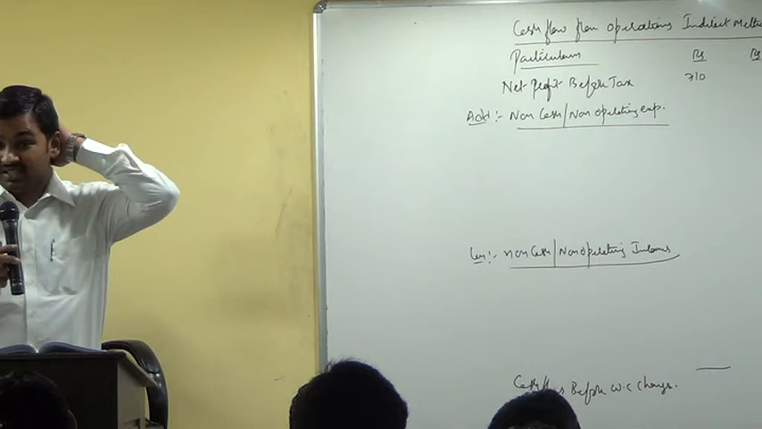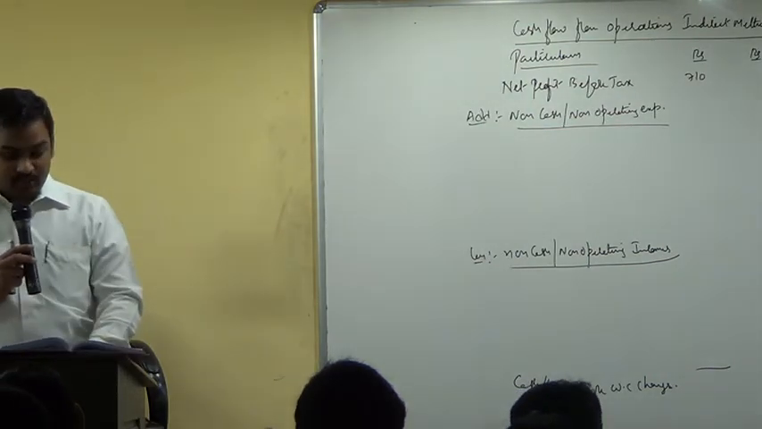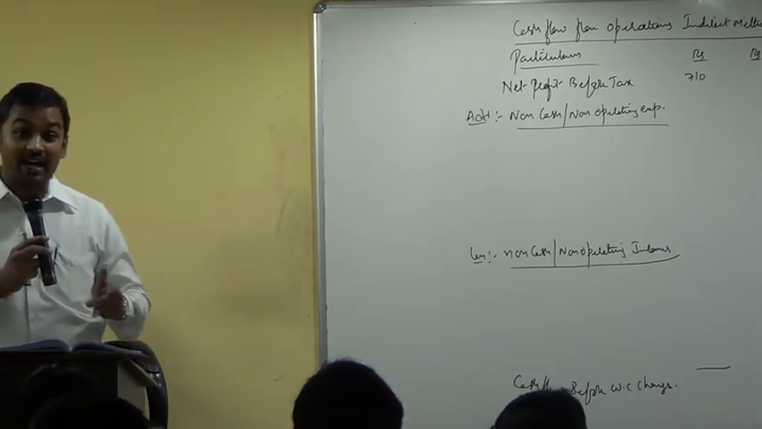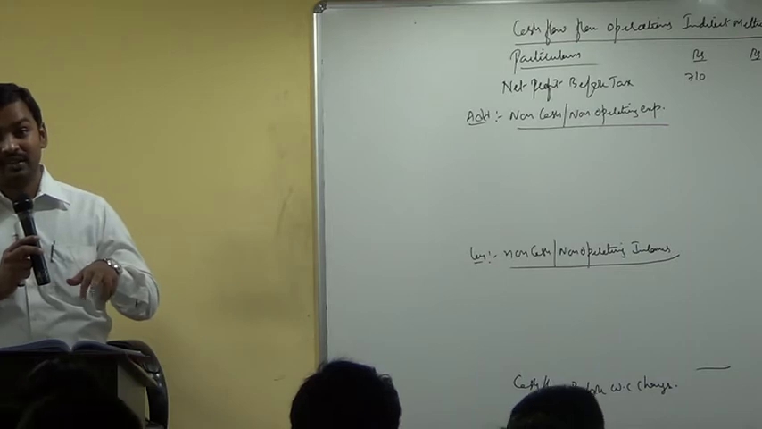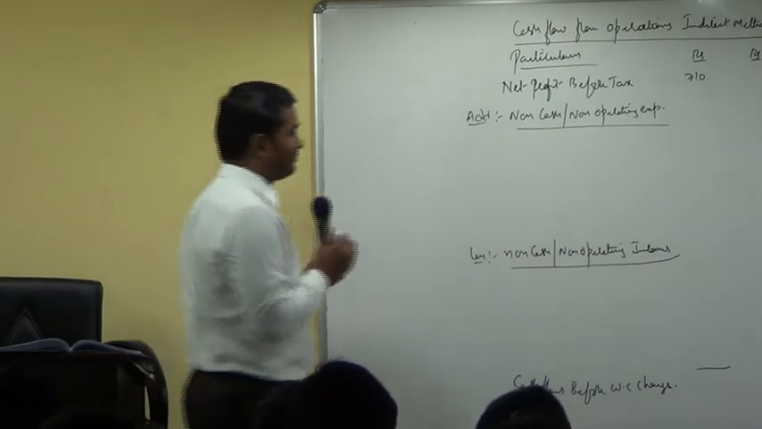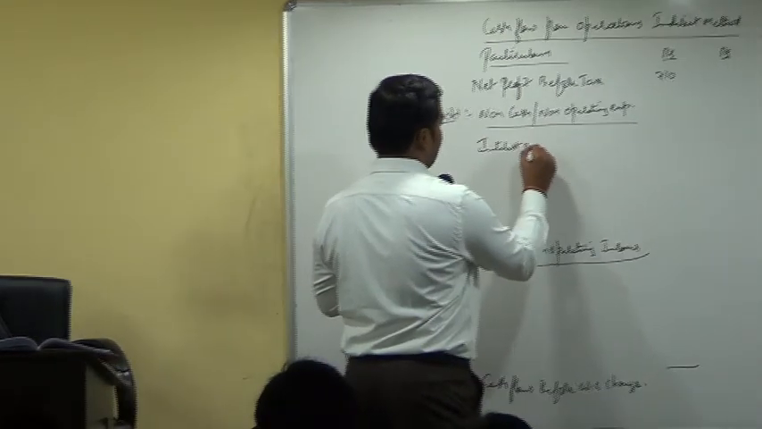Purchases is not a non-cash expense, it is a cash expense. Wages and salaries is a cash expense, other expense is a cash expense. Interest, is it cash or non-operating? It is cash expense but non-operating in nature, hence it has to be added. Interest expense. How much amount?